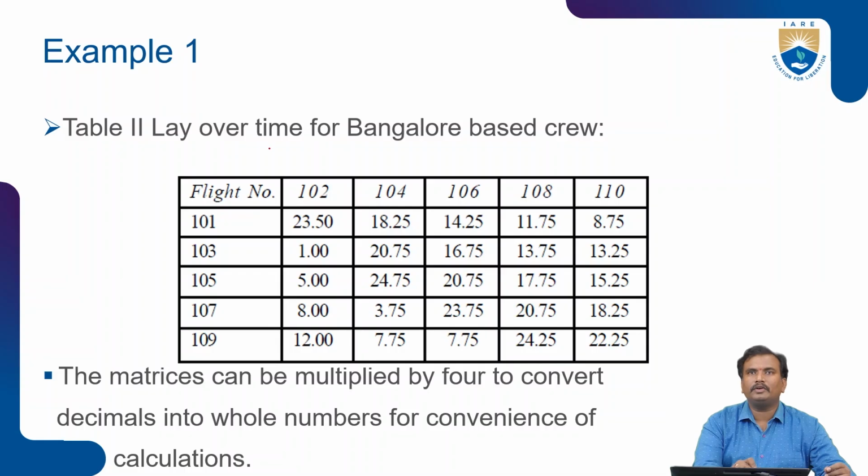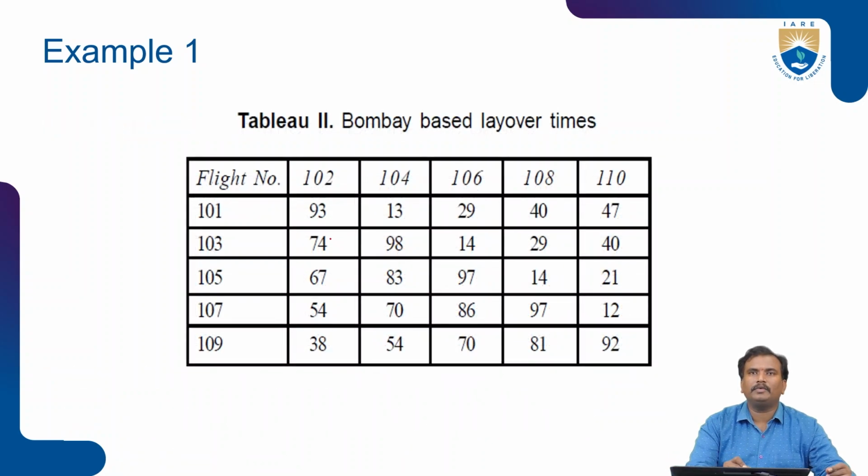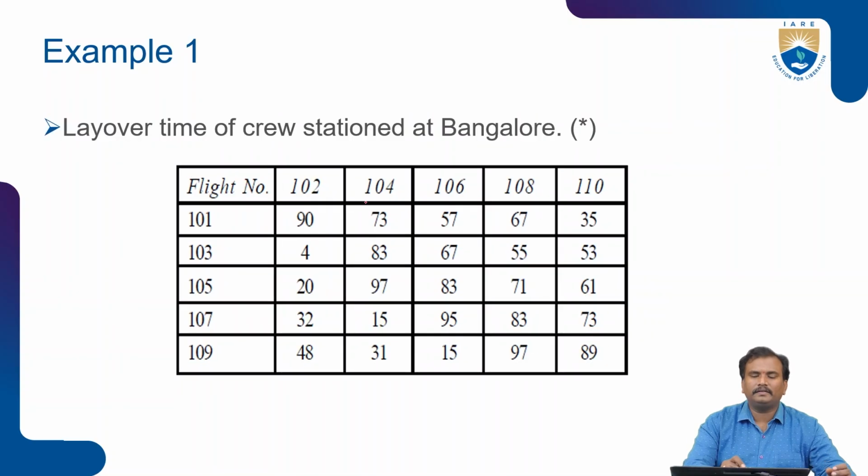And this is table 2, layover time for Bangalore based crew, and the matrix can be multiplied by 4 in order to convert the decimals into whole numbers for convenience of the calculations. So here all the tabular values are multiplied by 4, and these are our tabular values after multiplying by 4. And this is the same after multiplying by 4, the crew stationed at Bangalore table.